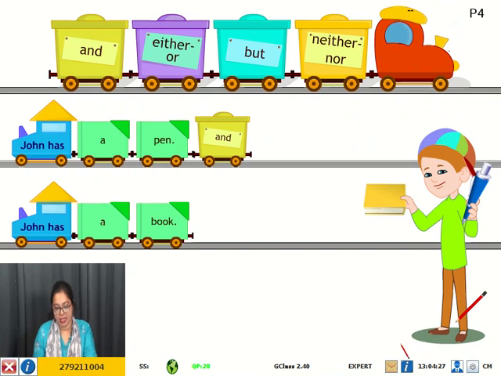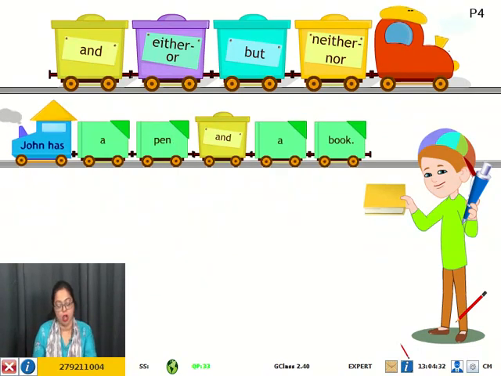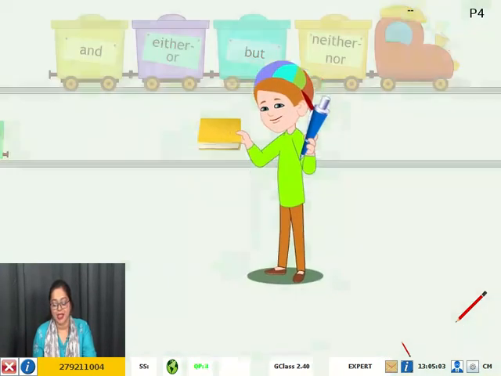John has a pen and a book. So what is the connector we are using here? The connector that we are using is and. John has a pen and he has a book. That means he has both the things. He has a pen as well as a book, right? Okay, very good. Now the sentence looks like this. See on the screen. John has a pen and a book. Now here and is a connector. Okay. Now you see another one.